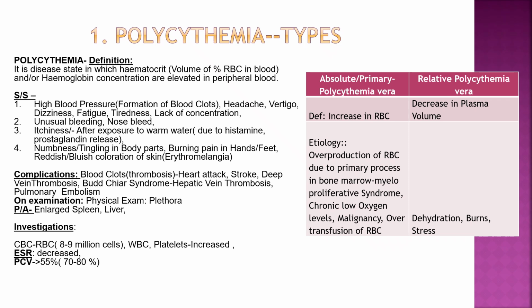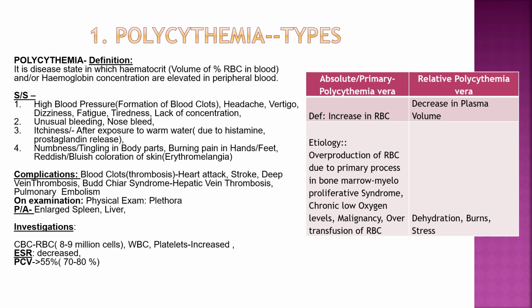pulmonary embolism. On physical examination, the patient is plethoric, that is red in color, and on per abdomen examination, spleen and liver are enlarged. Investigations: RBC 8 to 9 million cells per cubic millimeter. WBC and platelets are also increased, ESR is decreased, PCV is increased more than 55%. So 70 to 80% is also there.